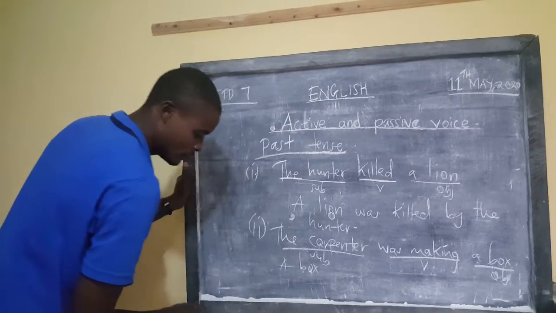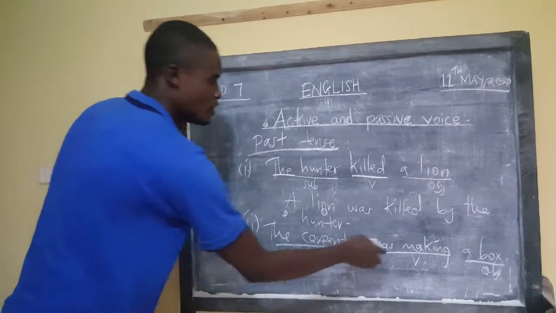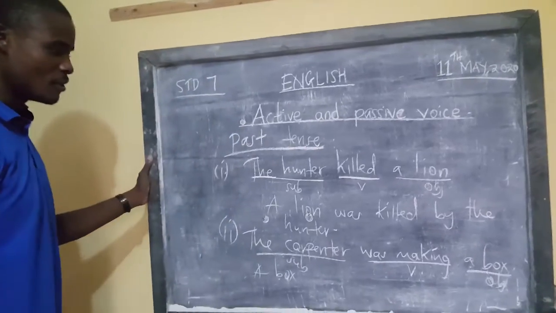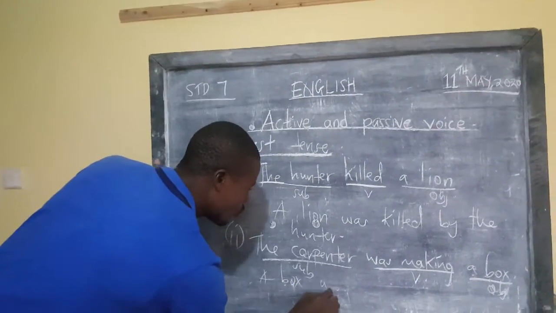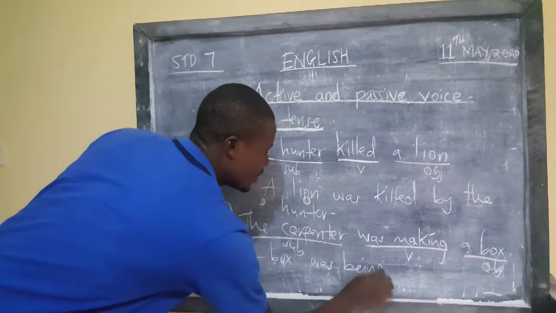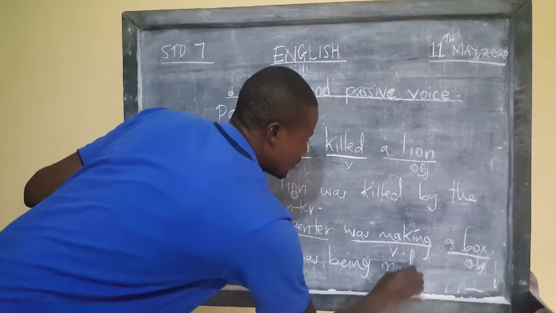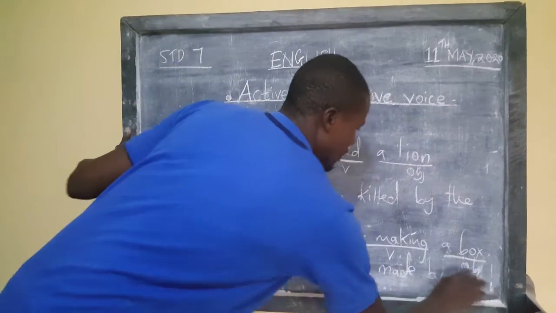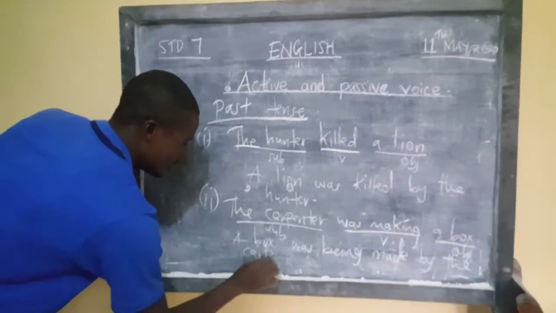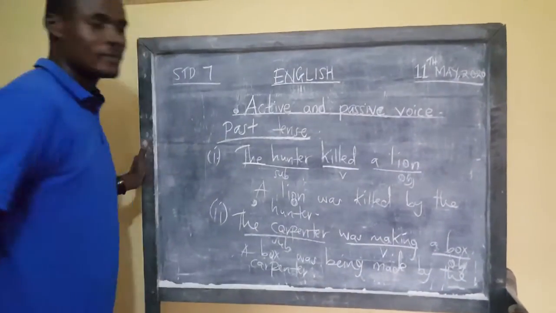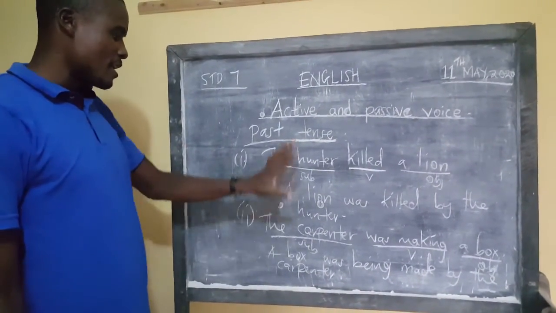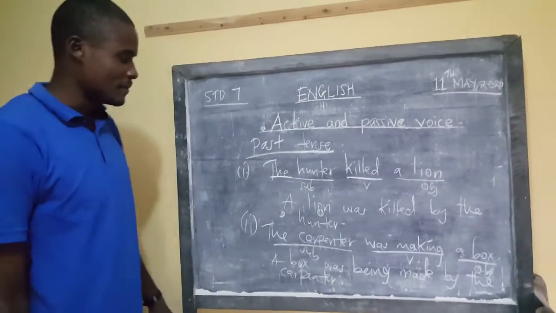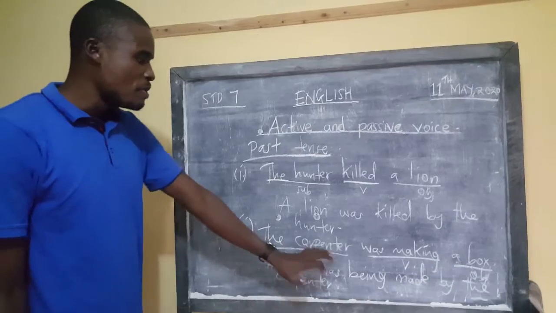A box was being made, because the carpenter was in the process of making this particular box. That's why you talk of a box was being made by the carpenter. Lana, I hope you are able to continue to identify the subject, the verb, and the object in that manner. A box was being made.